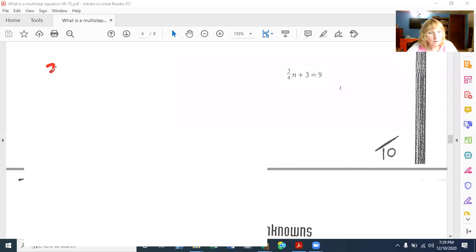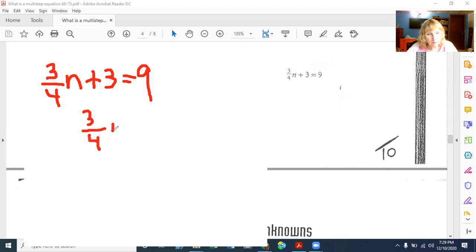So we have 3/4 n plus 3. Hopefully you did this and paused the video and you already have the answer. But let's just see. Step 1, get rid of anything that's added or subtracted. I know that I have an adding of 3, so I'm going to be subtracting 3. So I'm going to just skip the step on the left side and just rewrite 3/4 n equals 9 minus 3. Why am I saying minus 3?